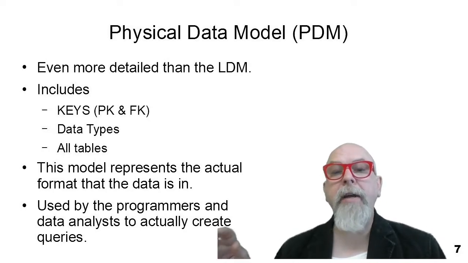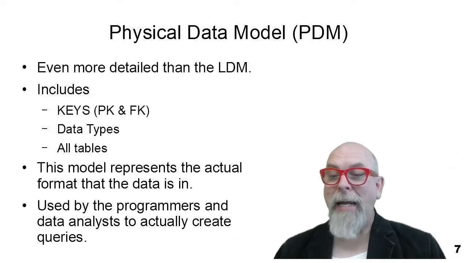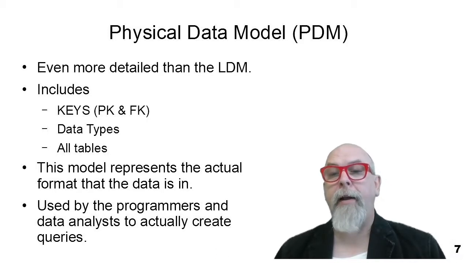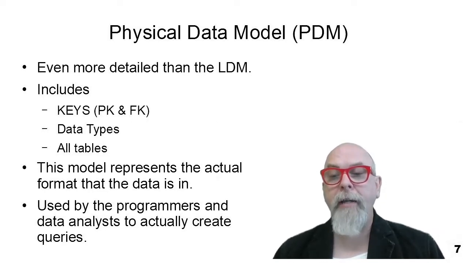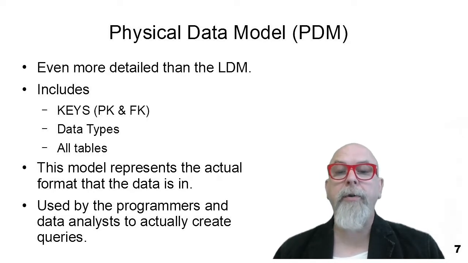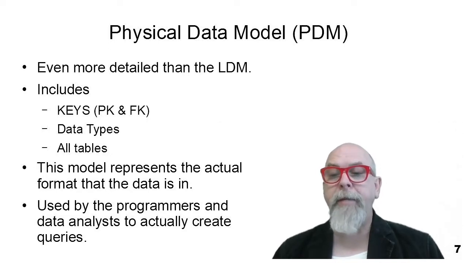Now let's continue going down the rabbit hole of detail, because the physical data model is even more detailed than the logical data model, and it represents how we're actually going to create the database and the database tables. Everything has to be on here. All of the primary keys, the foreign keys, the data types, everything has to be here. And this is what's used by programmers and data analysts to actually create their database tables and create their queries from. So it needs to include all the data types, all the tables, the keys, the subtypes, and all of that in the physical data model.